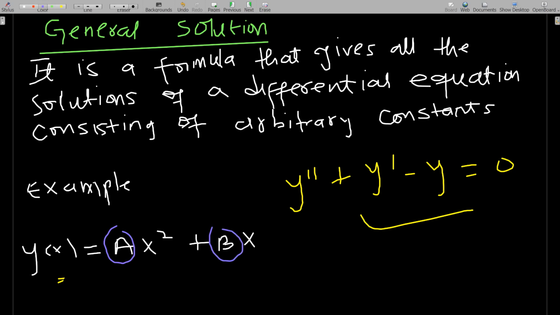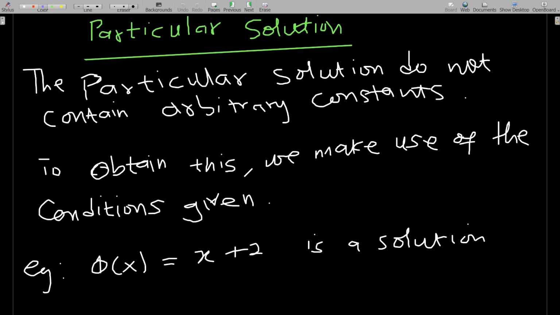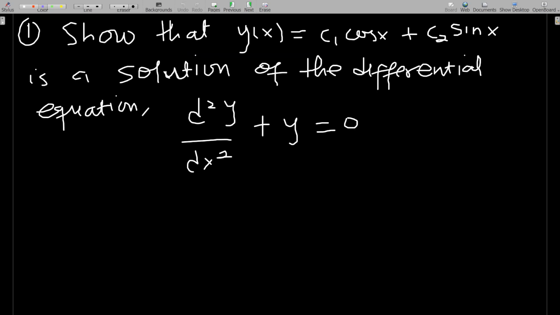So let's go to the next one, which is the particular solution. The particular solution does not contain arbitrary constants, and to get it, we make use of the conditions or information given. Sometimes with the particular solution, you get a solution like this: y equals phi of x equals something being a solution to the equation, so here there are no arbitrary constants. All right, so let's pick examples on solutions to differential equations, and then we go.